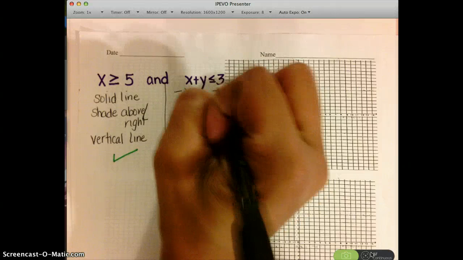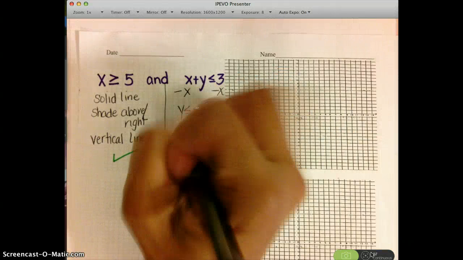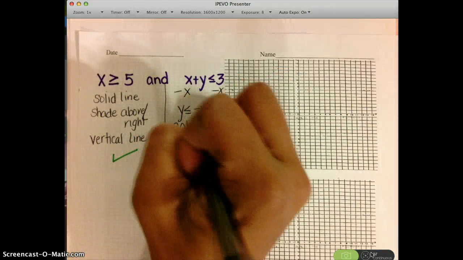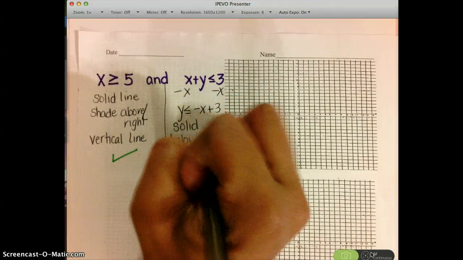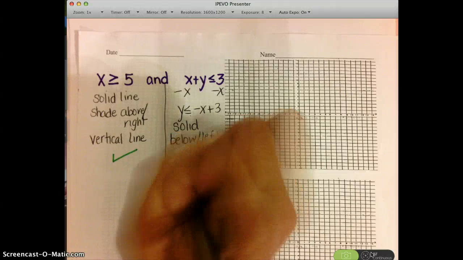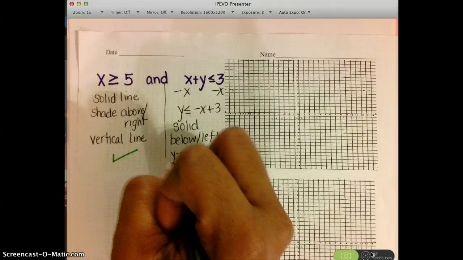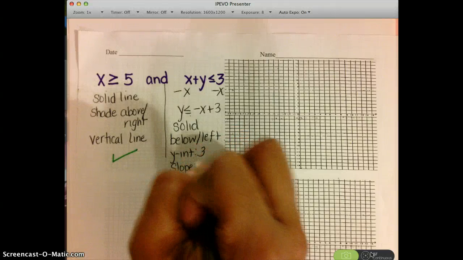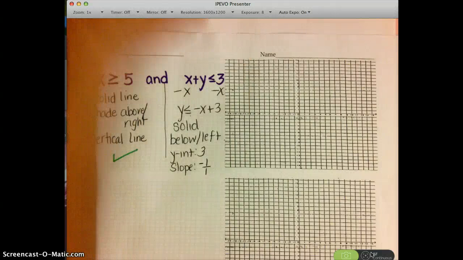For the second inequality, we need to subtract x, and we have y is less than or equal to negative x plus 3. All right, this is a solid line as well. This time we're going to shade below or left. Your y-intercept is 3, and your slope is negative 1 over 1. Okay, we're going to do this one in orange.